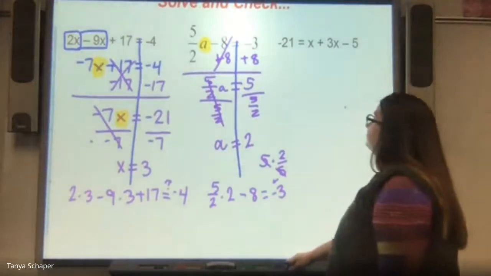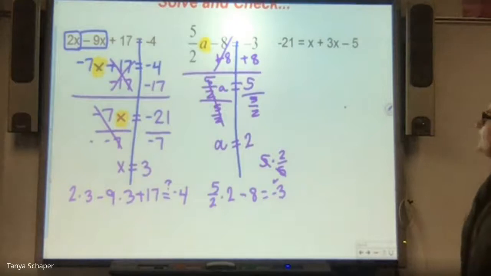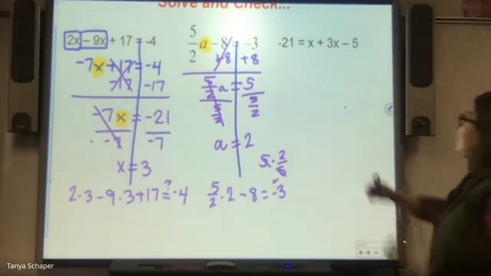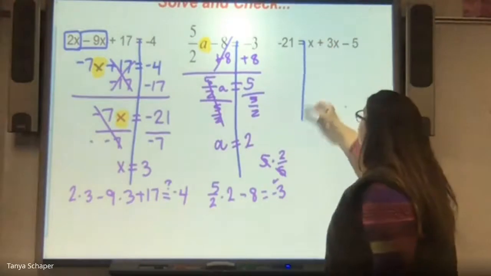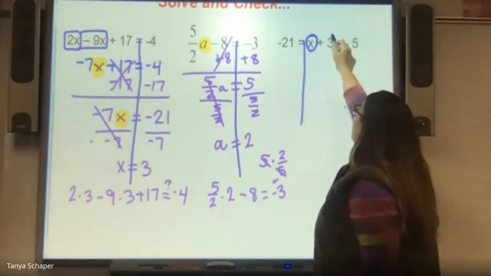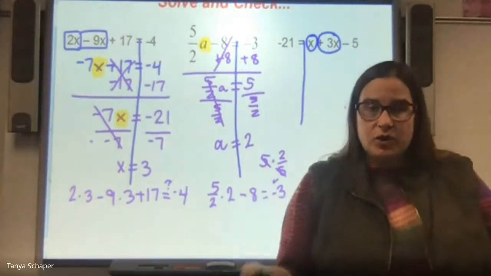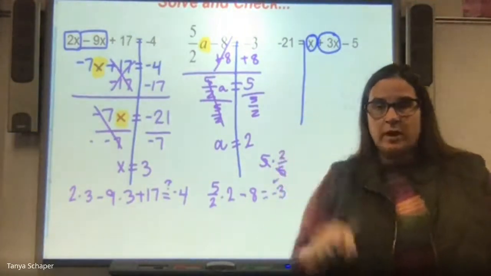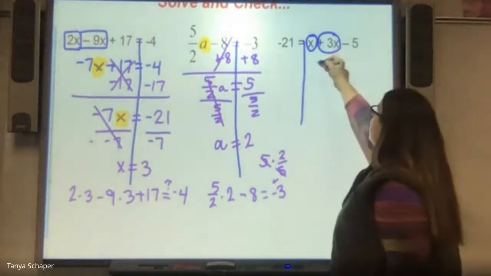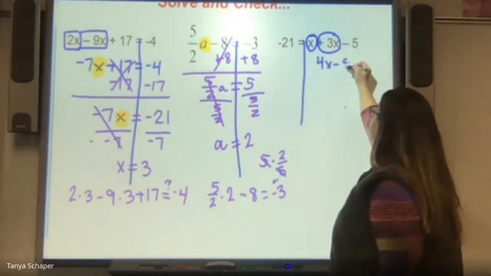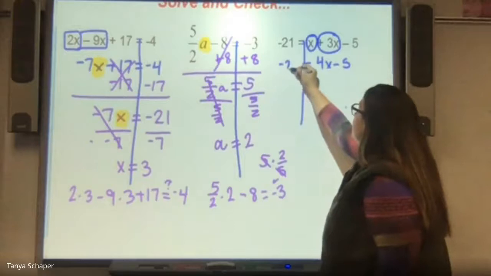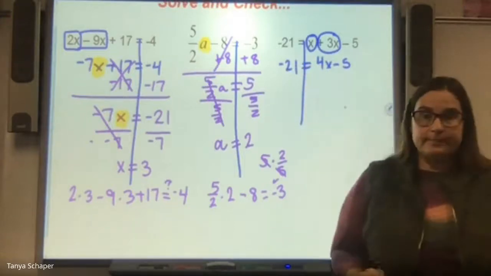Let's look at the next one. Negative 21 equals x plus 3x minus 5. It looks like on the right side I need to combine like terms. I'm going to combine x and 3x. If there's no number in front of the x, we say it's a 1. So 1x plus 3x is 4x minus 5 is negative 21.